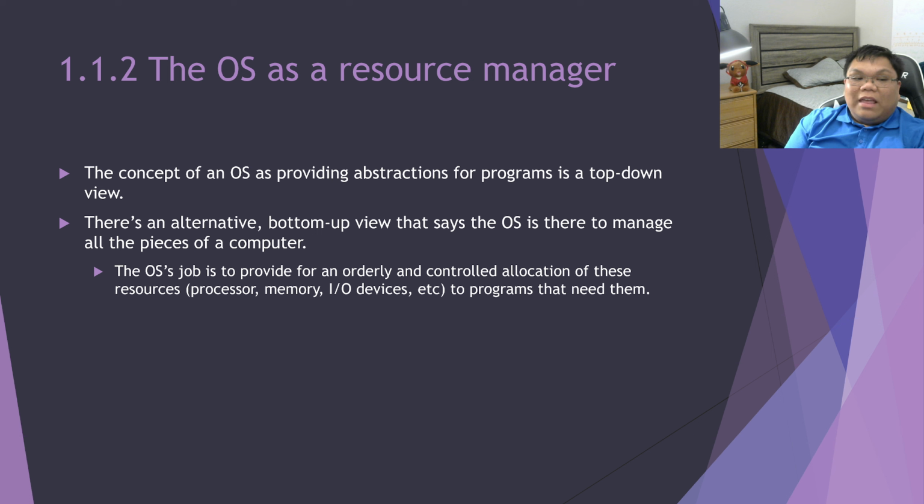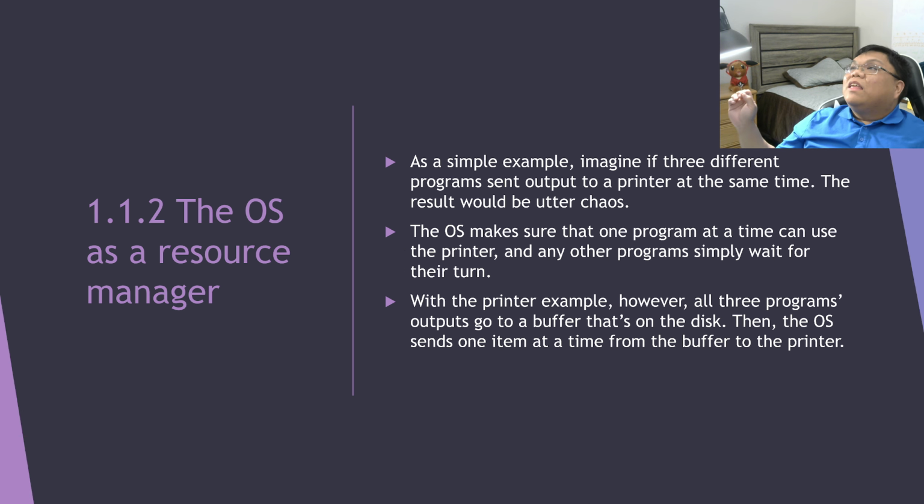Here's a simpler example. Imagine you had to print something, but you had 3 different programs you had to print documents from, and you just sent all the information to the printer at the same time. The result would be a mess. So here's what the operating system does. Basically, it makes sure that one program at a time can use the printer, and the other programs will simply wait their turn. However, it's a little bit more nuanced than that, and it's actually even simpler than that.